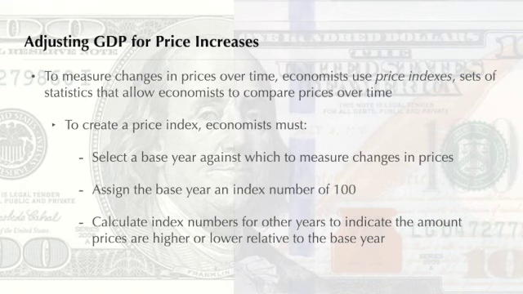To measure changes in prices over time, economists use price indexes. A price index is a set of statistics that allows economists to compare prices over time. To create a price index, economists first select a base year against which to measure changes in prices. Second, they assign the base year an index number of 100. Third, they calculate index numbers for other years to indicate the amount prices are higher or lower relative to the base year. Economists update the base year every few years.